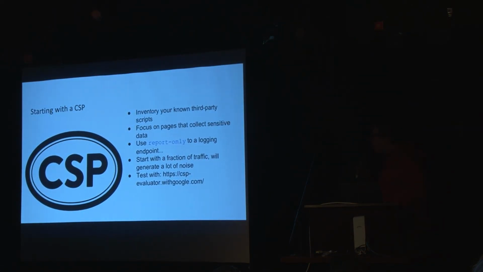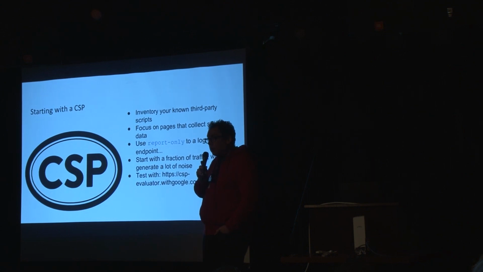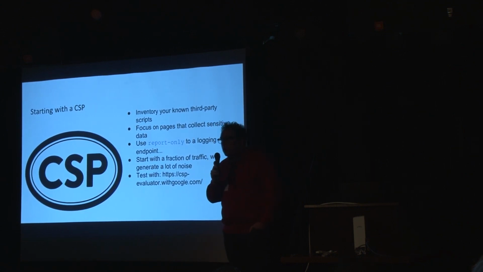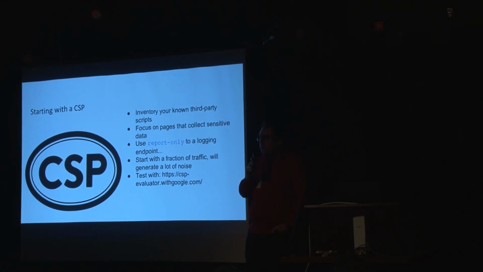So, how do you get started implementing one of these on your site? First, develop an inventory of the sensitive pages and the third-party resources you're bringing in on those pages. So are you firing Google Analytics? Do you have marketing pixels, etc.? You don't need to run this everywhere. Focus on the pages that collect sensitive data.